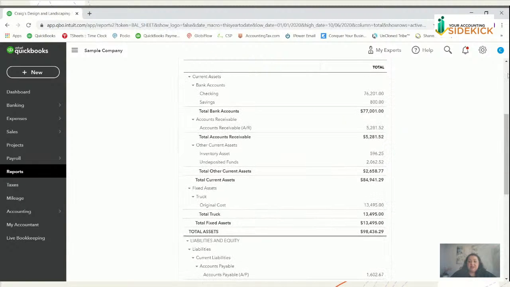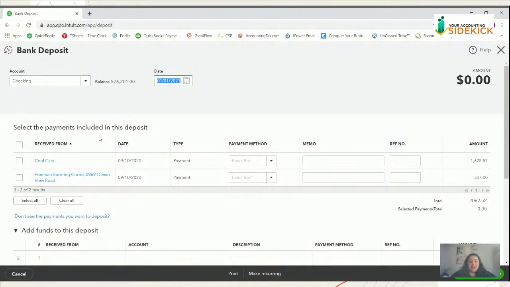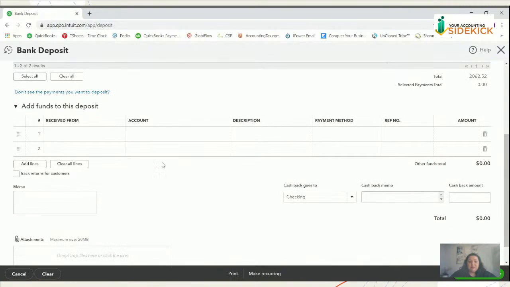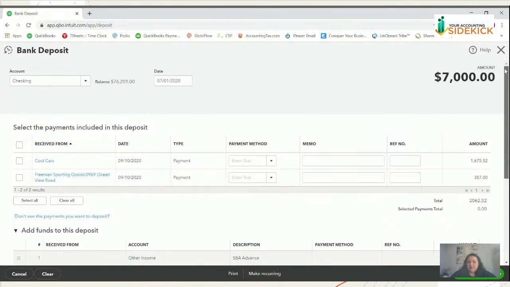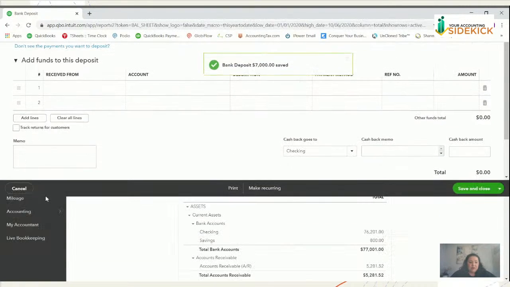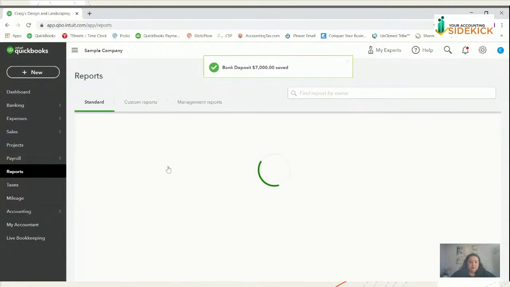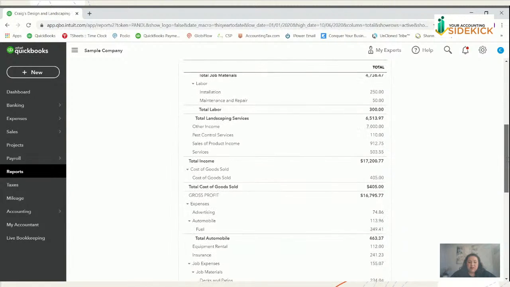For the EIDL advance, I'm thinking it's probably going to be more of other income. So we've been recording that way on our books and on our clients' books. If it was from the SBA, we would put it into other income. So the SBA advance, okay, $7,000 for that. We're going to record it as other income. So then when we go over to our P&L, we're going to see that on the books this year as other income.